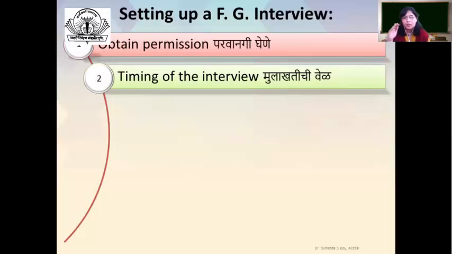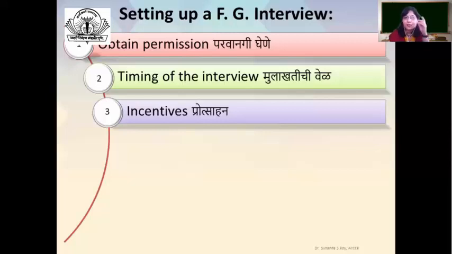So you have to be careful about the timings of the interview, and also restrict the interview time to only 2 hours. After that, it becomes an overload for everyone. So try and restrict it. Then incentives. You need to plan whether you need to give incentives.